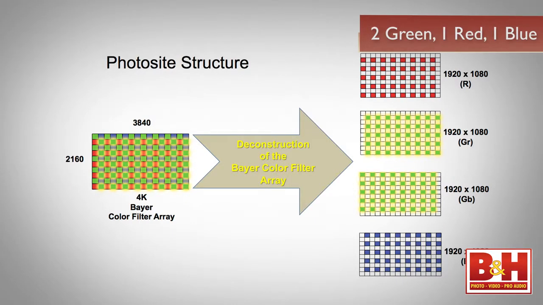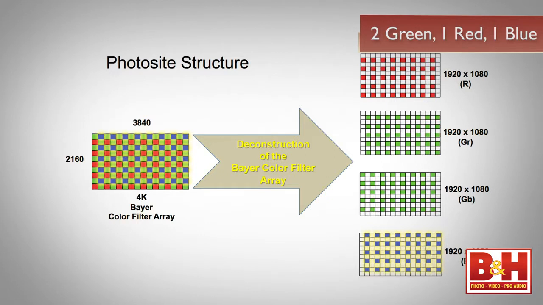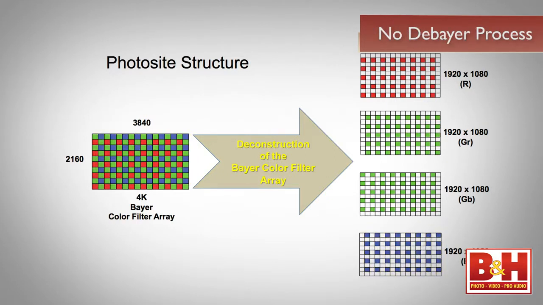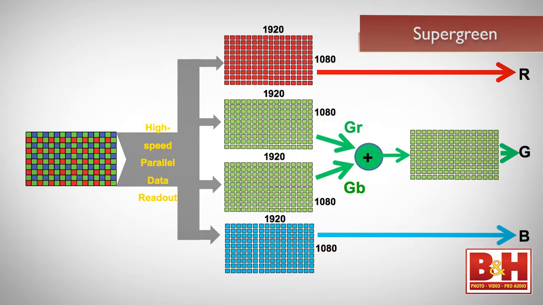That is to say, when you have 2 green, 1 red, and 1 blue photosite per each pixel. For one thing, there's no Debayer process. You don't have to interpolate any color information. Secondly, when you have 2 green photosites per pixel, that equals something that Canon calls supergreen. And supergreen is twice the luma signal. Luma equals the detail that we experience when we look at a video image. It corresponds to our perception of detail and sharpness.